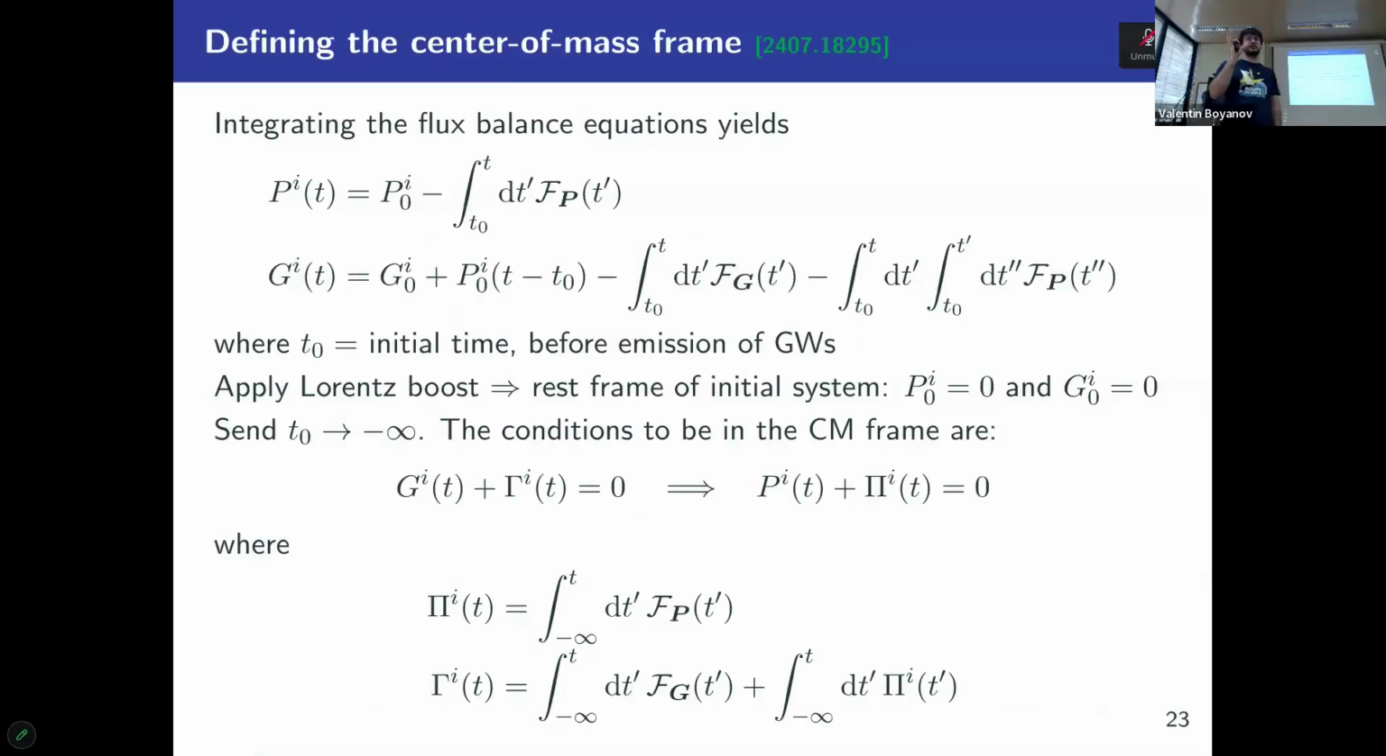So if we now look only at the flux balance laws for linear momentum and center of mass position, we can integrate them. We get expressions which look like this. And then there's a subtlety in how you define the center of mass frame. We want an inertial frame, and we want it so that initially, at a very, very remote time t0, before there was any emission, we are in the center of mass frame. We want to have P0 and G_i0 equal 0. And this leads to the condition to be in the inertial frame that this G quantity, which was supposed to represent our center of mass position in the conservative problem, is not G equals 0, but G plus gamma equals 0, where gamma is an integral over the fluxes at infinity.